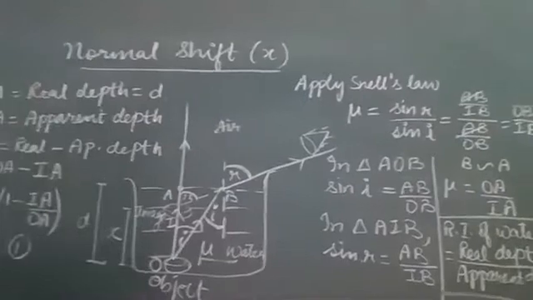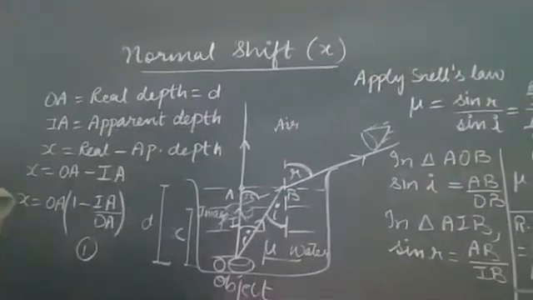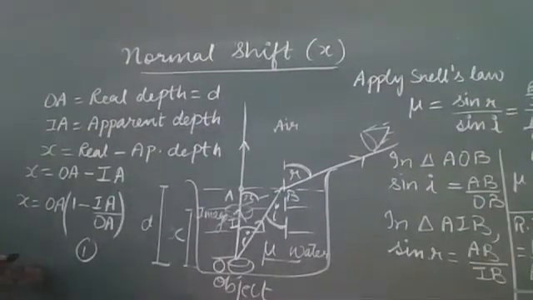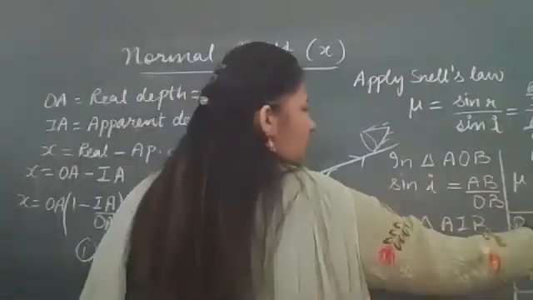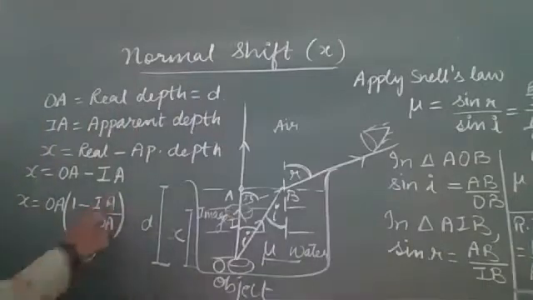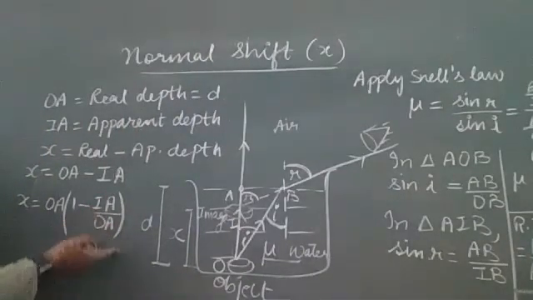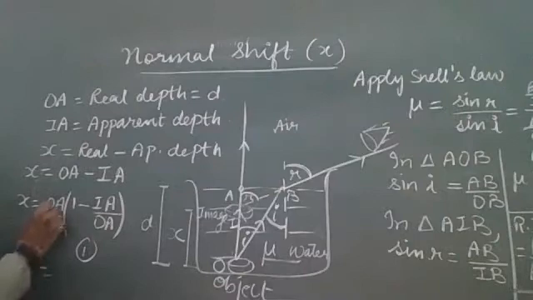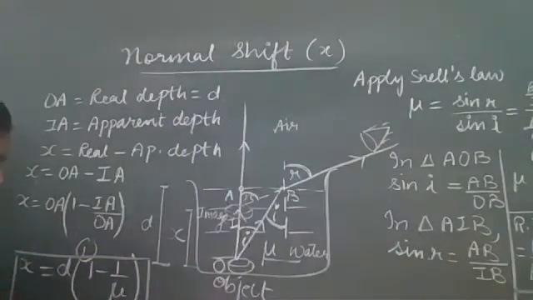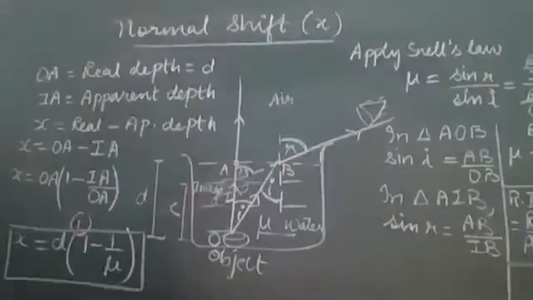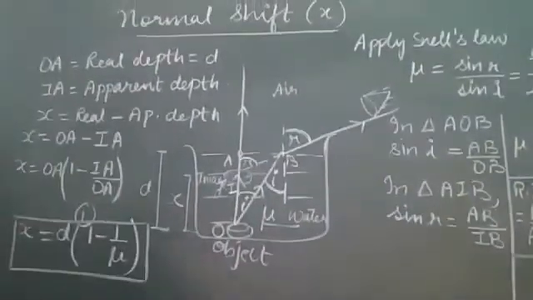Alright, so let us come back to equation number 1. So we saw that OA upon IA, that is mu. So what is IA over OA? That is 1 over mu. And what is OA? OA was B. So putting in the values, we get the expression for normal shift as well. X is B into 1 minus 1 by mu. So this is the whole derivation of normal shift.